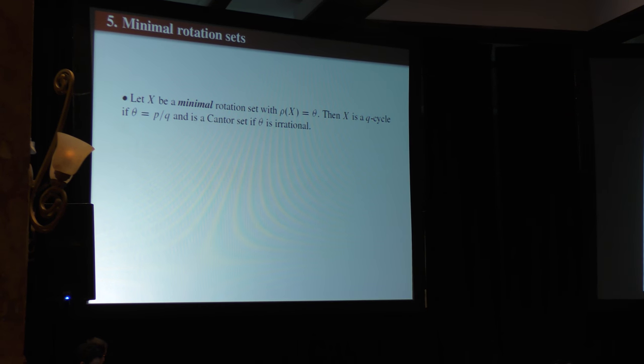Let me now focus on minimal rotation sets. These are rotation sets which don't have any proper subset which is also a rotation set. So let X be a minimal rotation set with rotation number theta. If theta is rational of the form P over Q in reduced form, then it is clear that X must be a Q cycle. And it can be shown that if theta is irrational, this must be a Cantor set. So we have this dichotomy: either a Q cycle or a Cantor set.